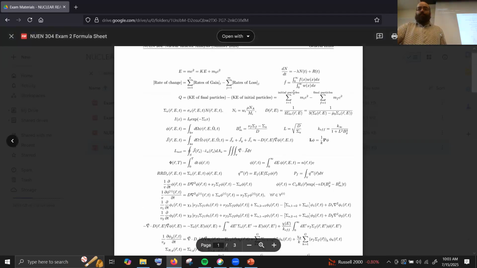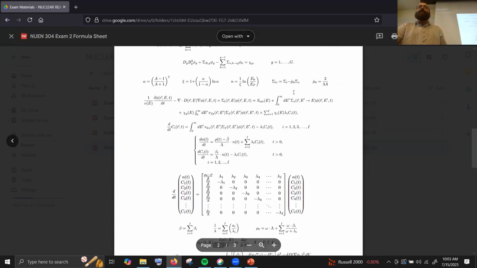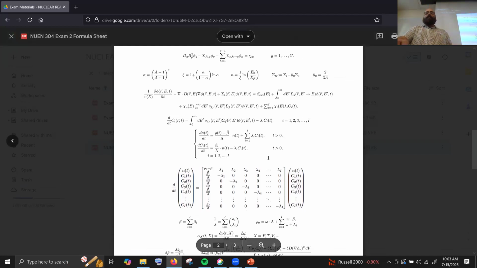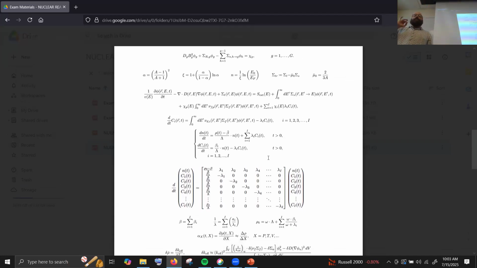So yeah, first page is the same as the last one. Second page is the new stuff. And I guess another thing to note is that there will be some formulas that you might need that are not necessarily on here. So don't assume that this contains every single formula you would possibly need.